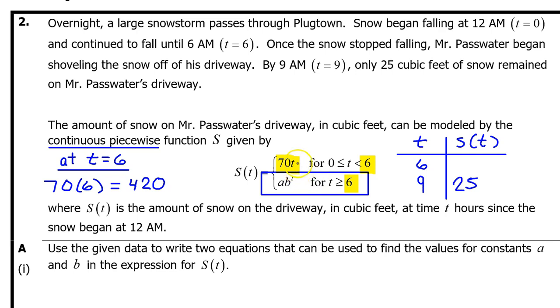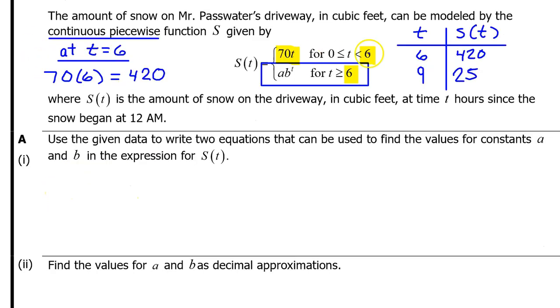For that reason, we can use the 70t part to find the amount of snow at time t equals 6. So at t equals 6, 70t becomes 70 times 6, which equals 420. Each input-output pair can be used to write an equation. If we plug in 6 for t, the output value should equal 420. So this expression becomes a times b to the 6th power is equal to 420.